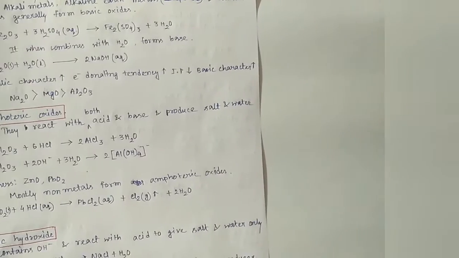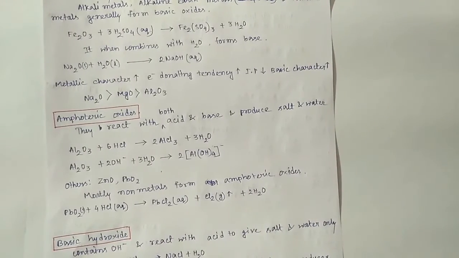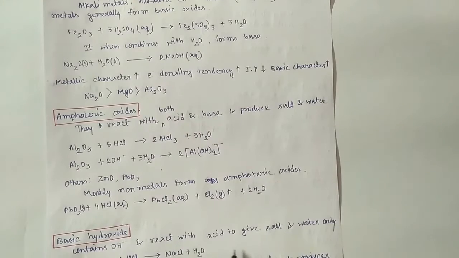Next, move on to basic hydroxide. It contains OH minus and reacts with acid to give salt and water only. For example, NaOH, when it reacts with HCl acid, produces NaCl salt and H2O.